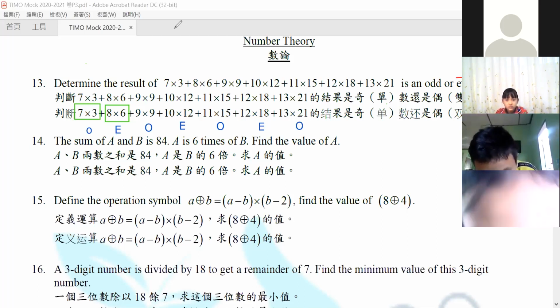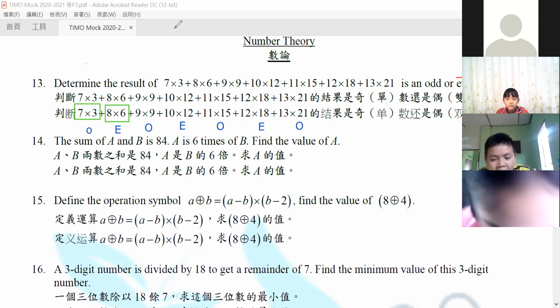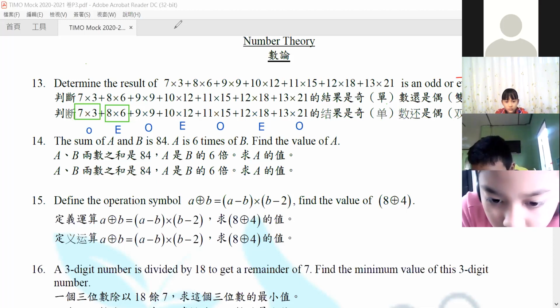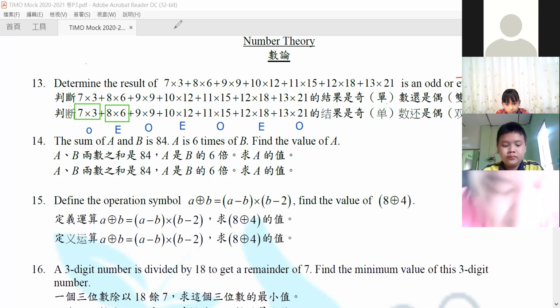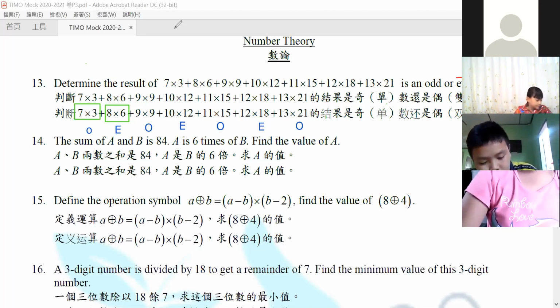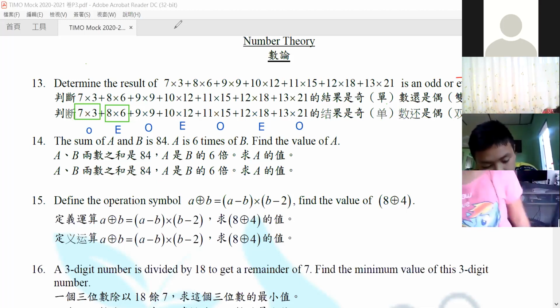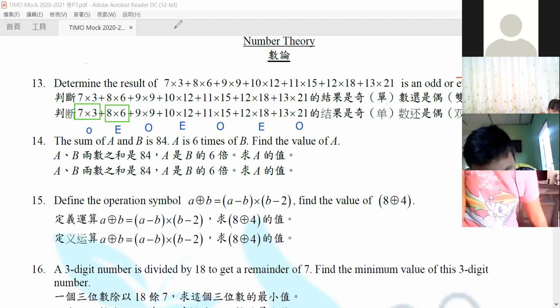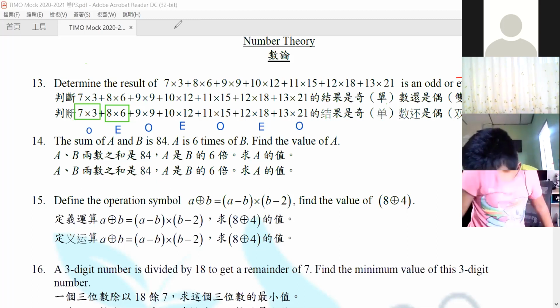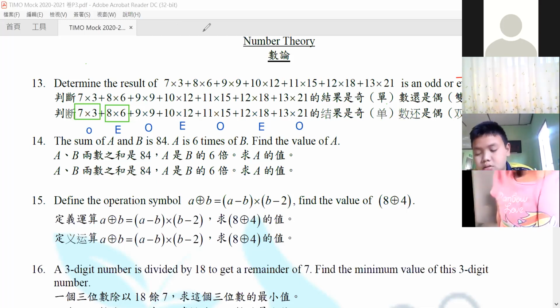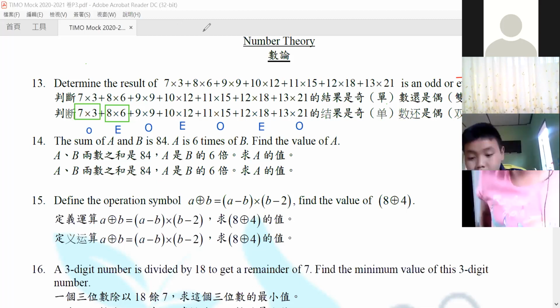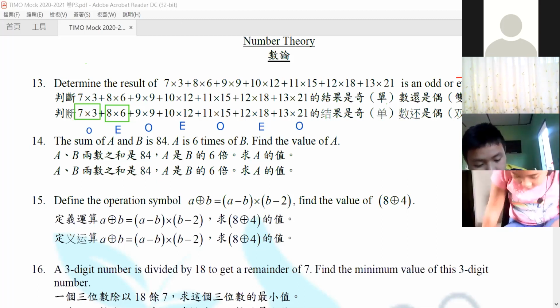Someone says that you have done something similar. Yeah, sure, because this mock examination supposes that you have seen some of these questions. It was supposed to be like this, but not quite this question. Okay, this is question 13. Yes, the answer is even.